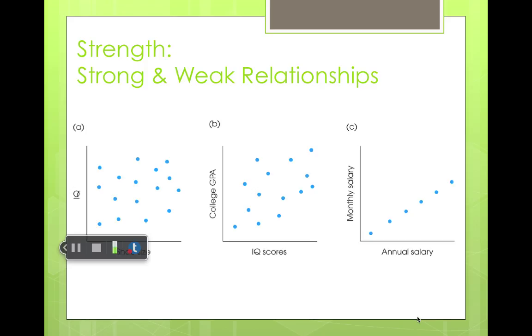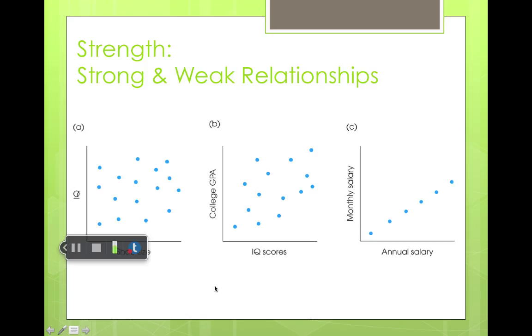The one that's the perfect 1.0 relationship is this one on the far right, diagram C, and that shows as your annual salary goes up, your monthly salary goes up at the exact same rate. So if you have a monthly salary of $1,000, that's an annual salary of $12,000, and a monthly salary of $2,000 is an annual salary of $24,000, and so on. So they go up in a perfectly linear fashion. So that's the degree of relationships.